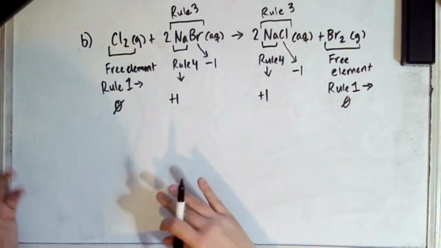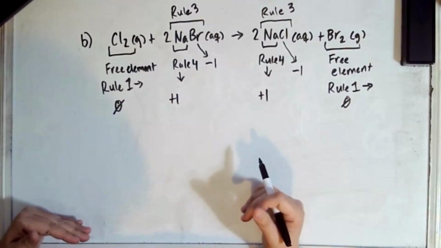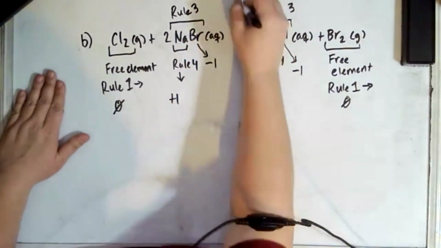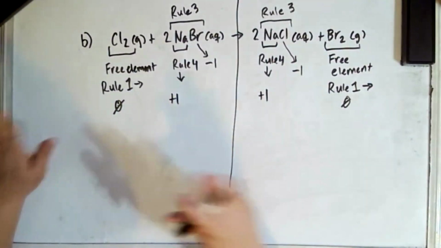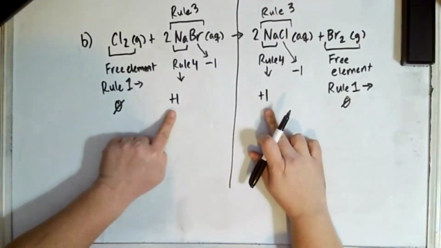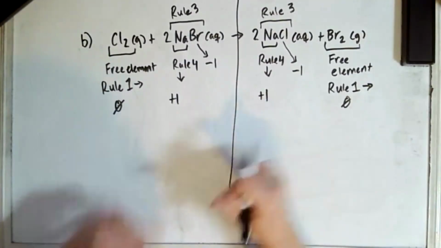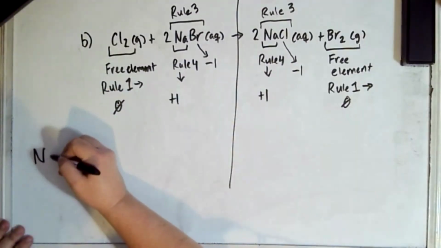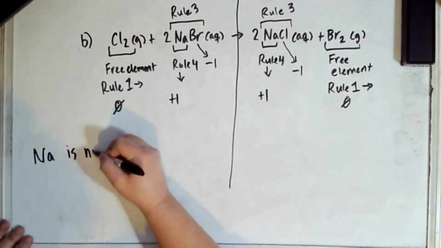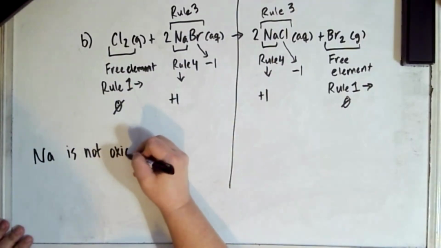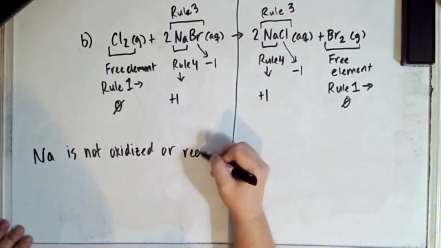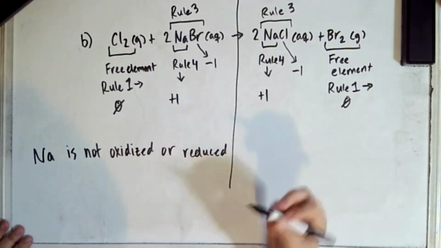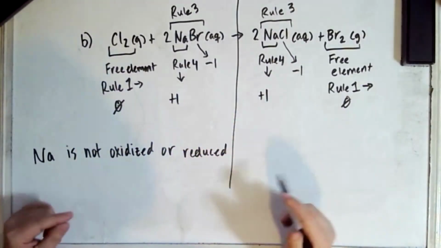But now let's look at the change that happens here. Okay. When we compare our reactant side to our product side, start out with our sodiums because our sodiums don't change. There's no change in number here. So what we know from that is that sodium is not oxidized or reduced. Whatever doesn't change is not oxidized or reduced.